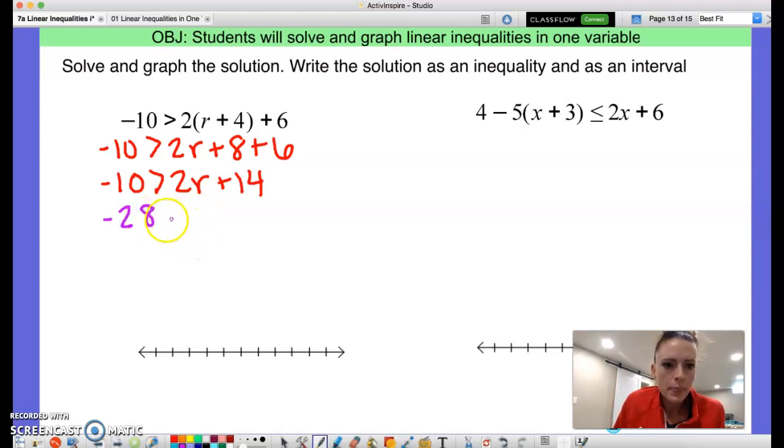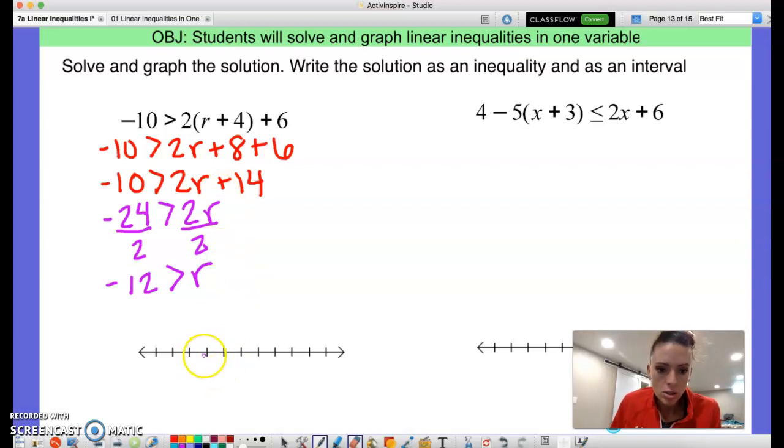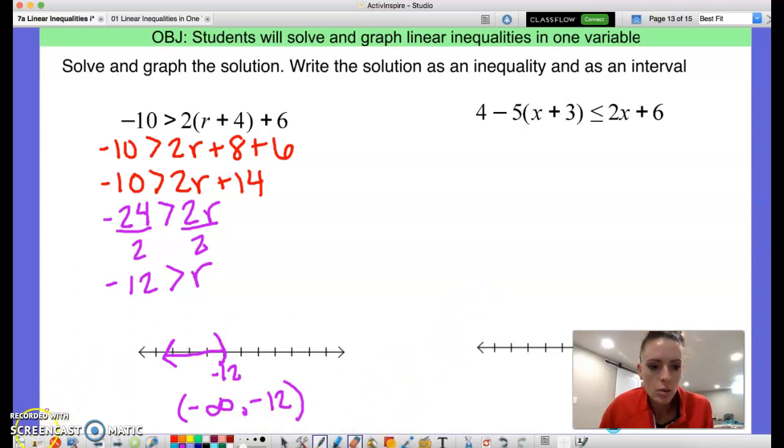-24. I don't know where 8 came from. -24 is greater than 2r, and then we're dividing by a positive, so our sign stays the same, and we'll have -12 is greater than r. So again, we can just label our -12 here, and we know it's an open circle or a parenthesis, and r is, whoopsies, less than -12. So we are going to go this way. Interval notation would be -infinity to -12 with parentheses. Okay, so go ahead and pause, and then I'll be right back with you.